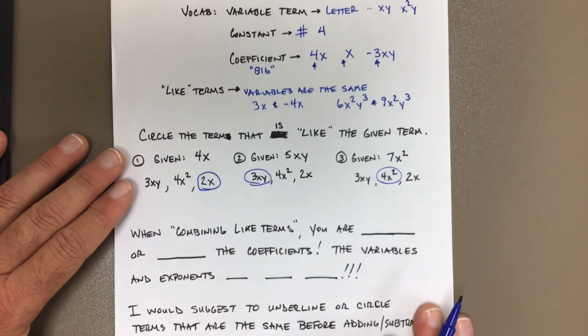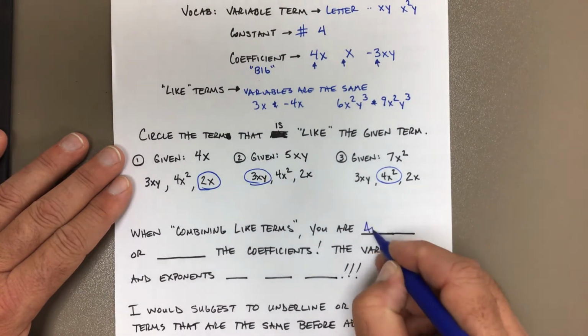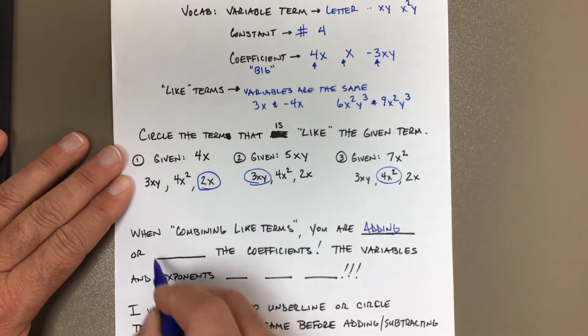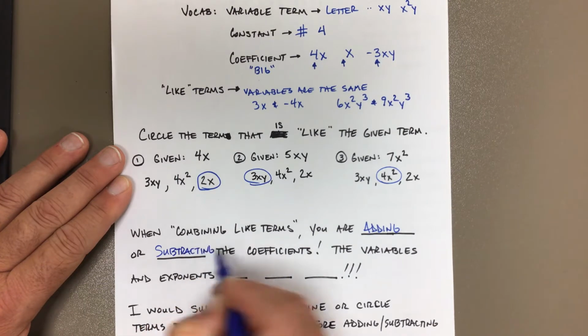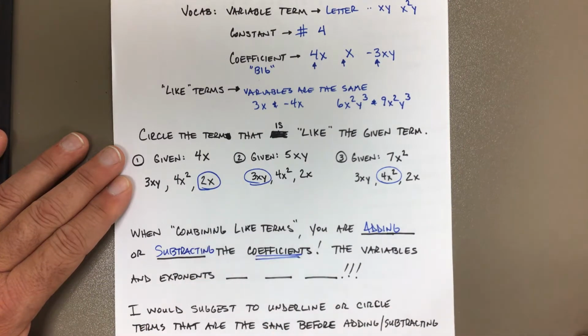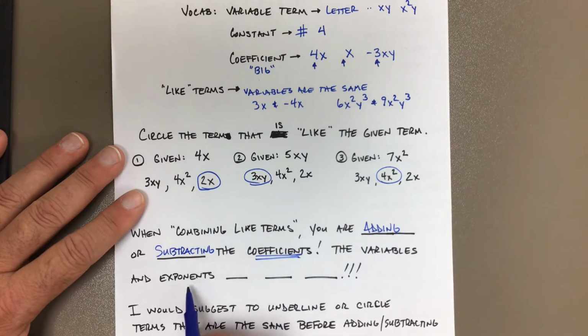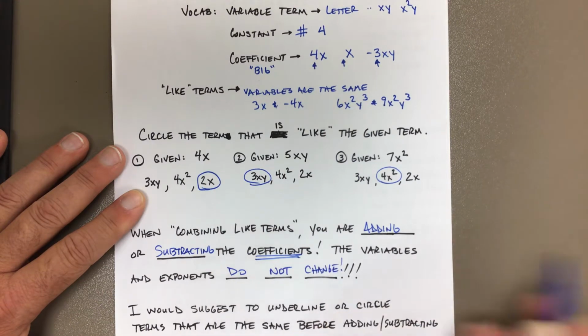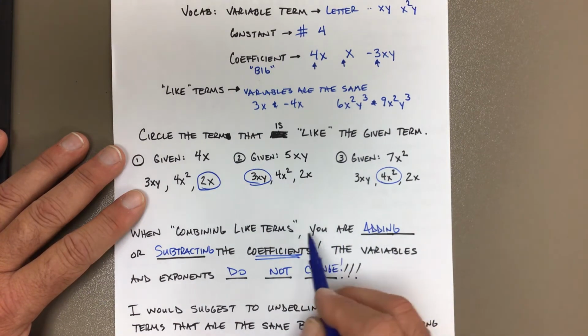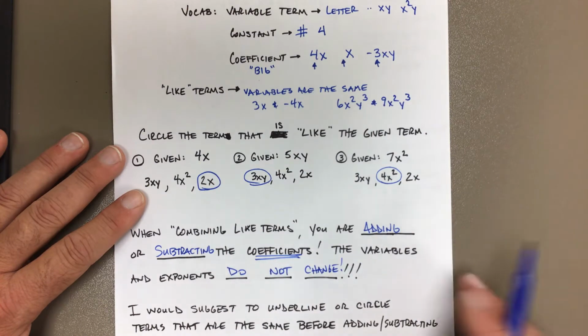When combining like terms, you are adding or subtracting the coefficients. All right, the variables and exponents do not change. They do not change. So make sure that we understand that. We're looking simply just to add and subtract the coefficients. All right, then you can read the notes down there.